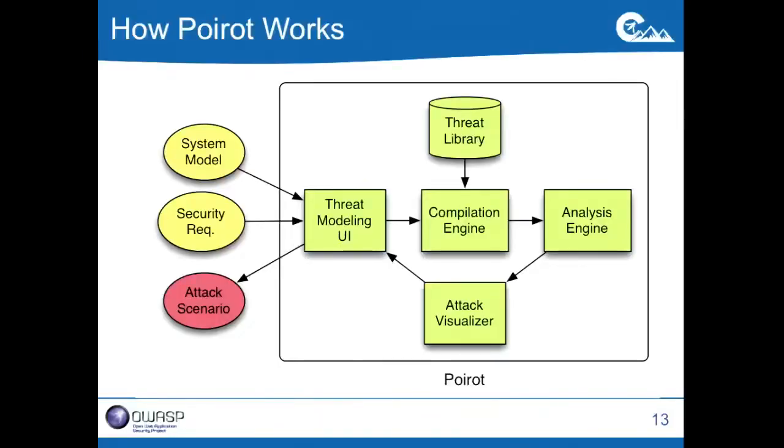Okay, so just briefly, the way the Portal works, it accepts two different kinds of inputs. It accepts the model of the system, as you have seen, and it accepts the security requirement that you want to check. And it's going to combine those two things with the knowledge it has in its library, its threat library. It's going to compile those three things into a format that can be analyzed by the backend engine. And when the engine finds an attack scenario, it's going to translate that back into a graphical representation that's displayed to the user.